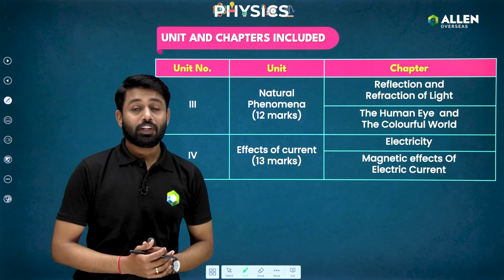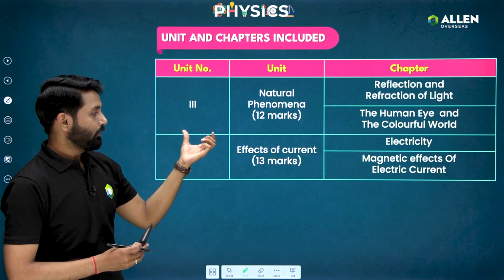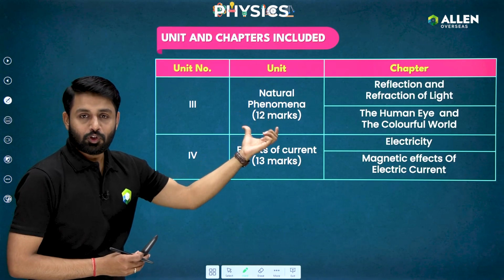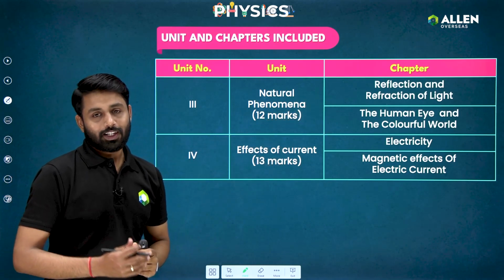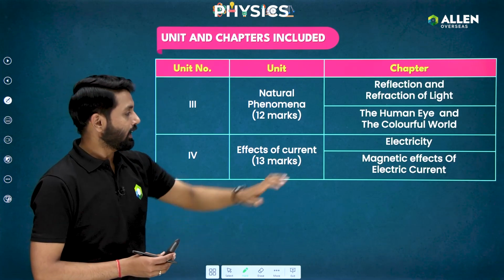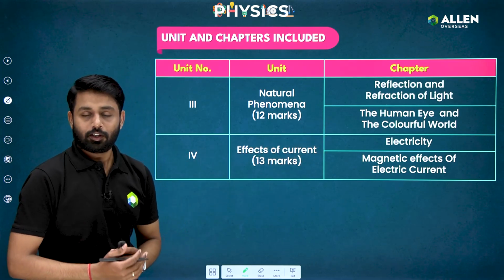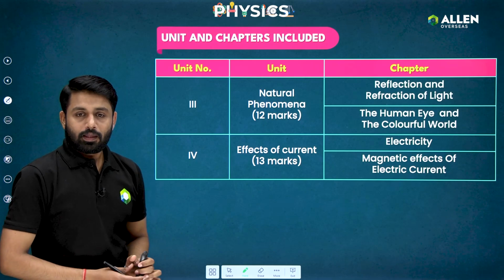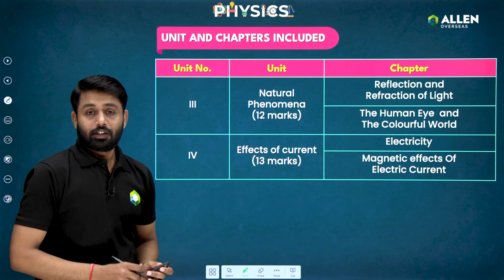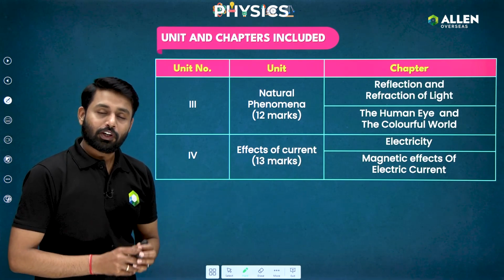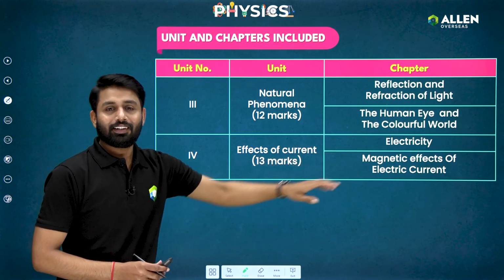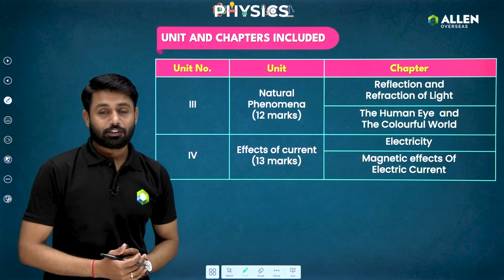In physics, we have 2 units. Unit number 3, that is natural phenomena, is of 12 marks. This unit has 2 chapters: one is reflection and refraction of light, and the second is the human eye and the colorful world. Unit number 4, that is effects of current, is of 13 marks. This unit also has 2 chapters: one is electricity and the second is magnetic effects of electric current.